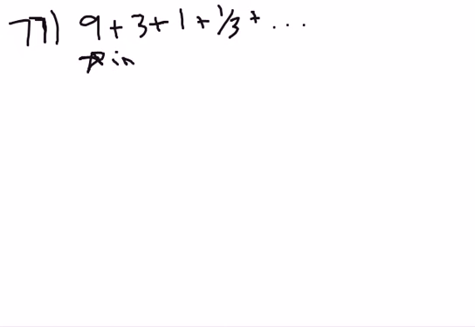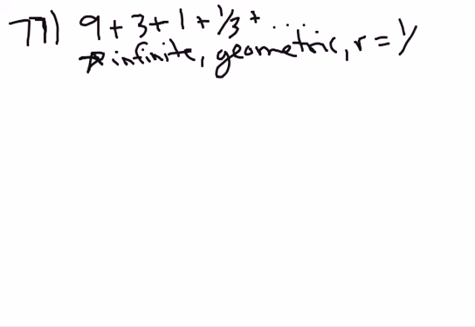So 77 asks to determine the sum of the infinite series. They give us this series here. There's actually a slight typo. There should be this 1 here in between 3 and 1/3, but it's not. So make sure you put that in. So this is, if you look at it, an infinite geometric series, because I'm multiplying by 1/3, so r is 1/3.